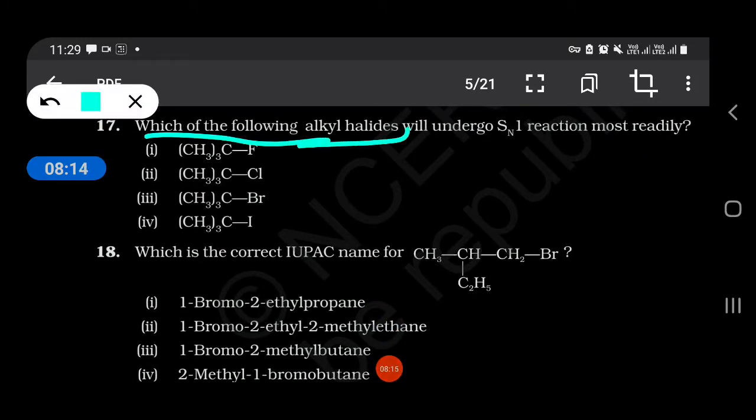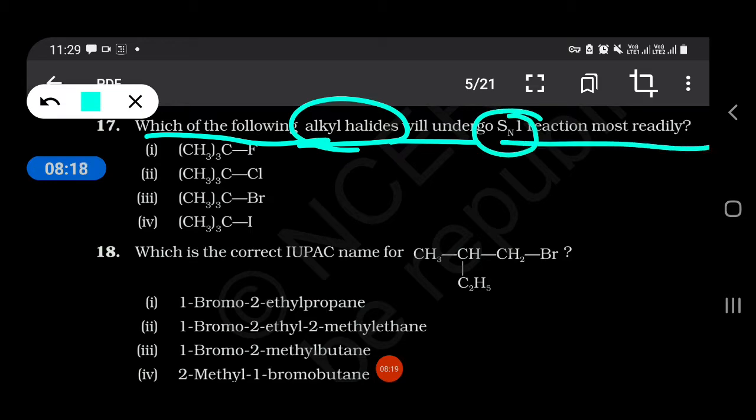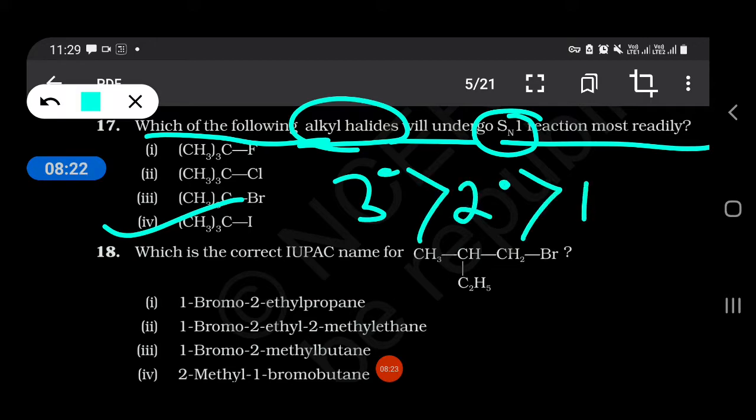Which of the following alkyl halides will go SN1 reaction most readily? So 3 degree greater than 2 degree greater than 1 degree for SN1 reactions. So this one is like this. Okay.